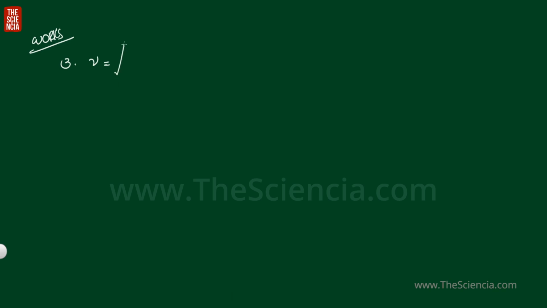Frequency nu is equal to root g by 2 pi lambda. You have to find out Vg.